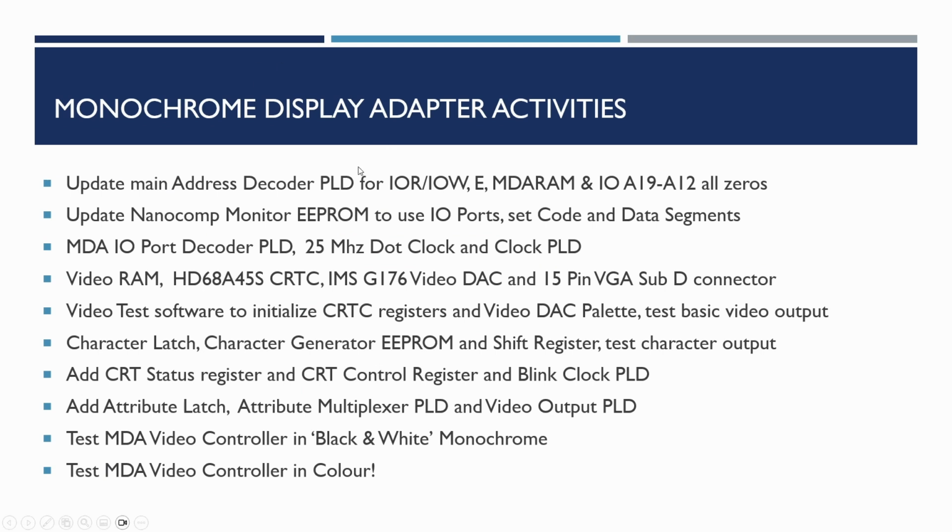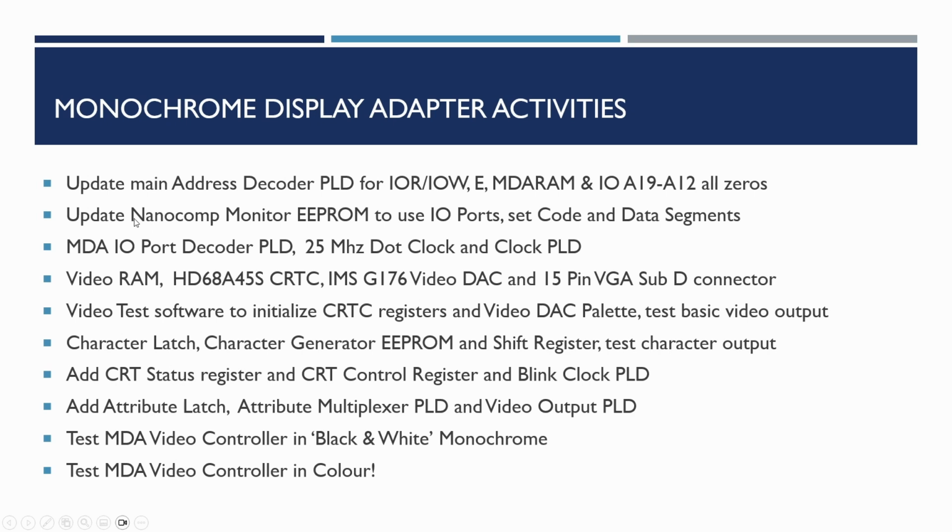So the first thing we're going to do is to update the main address decoder to switch over from using the memory read, memory write to the IO read and IO write. And this also means we've got to switch the E clock signal over. We also need to add some new chip selects for the Monochrome Display Adaptor RAM, and also put in a new signal here that indicates when all of the upper address lines are 0 for the IO range.